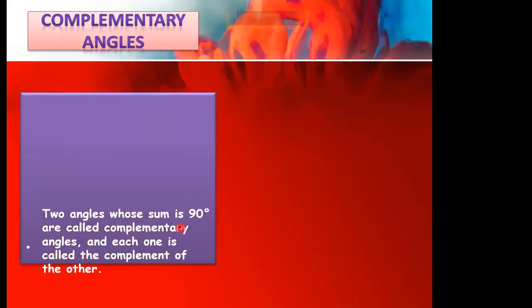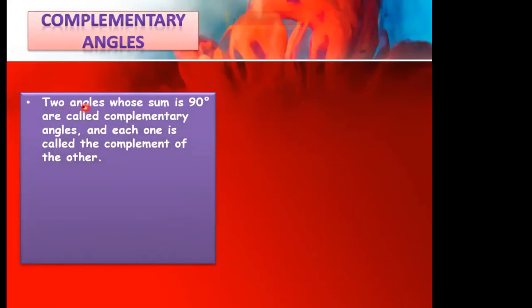So what are complementary angles? Students, as you know, if you have two angles whose sum is 90 degrees, so they are called complementary angles, and each one is called the complement of the other.